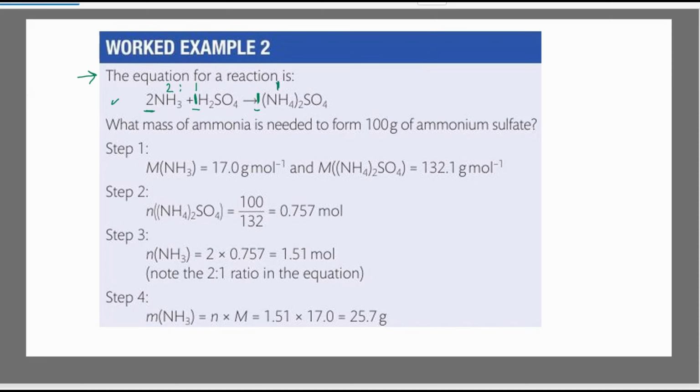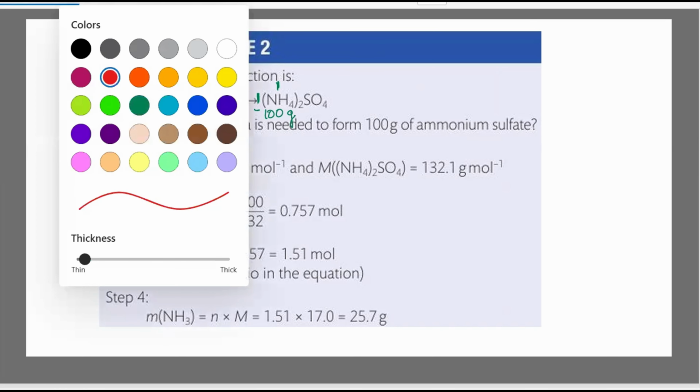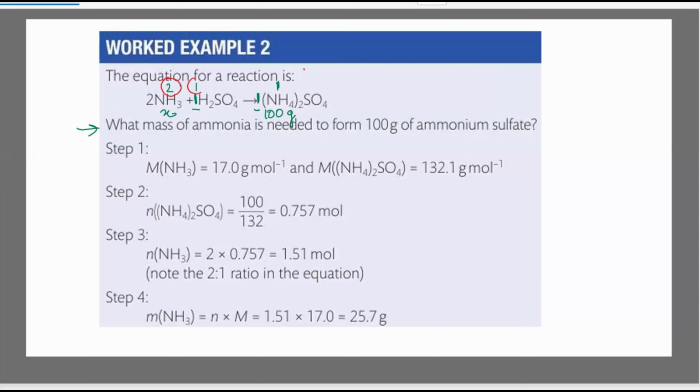Okay. Now the question they have given us is: what mass of ammonia is needed for 100 grams of ammonium sulfate? So they are saying that we have 100 grams of ammonium sulfate, and you need to find out the mass of ammonia. The only difference between this worked example and the previous one is the ratio. There the ratio was 1 to 1, but here the ratio is 1 to 2. So on the basis of the ratio, we need to calculate it.